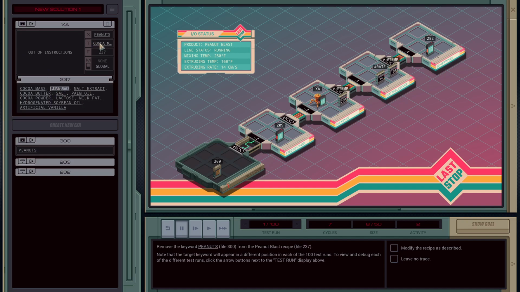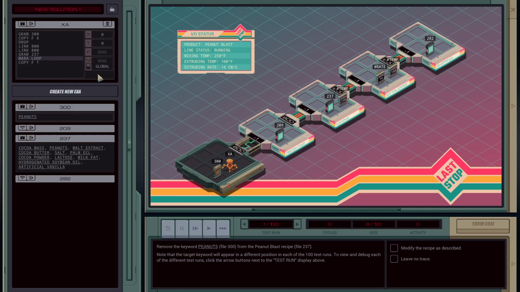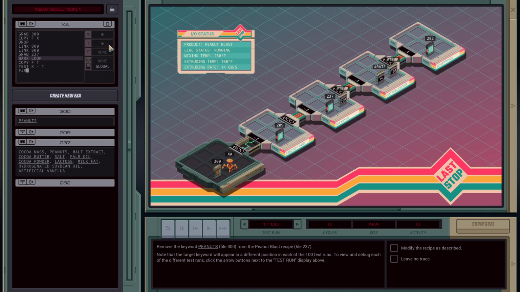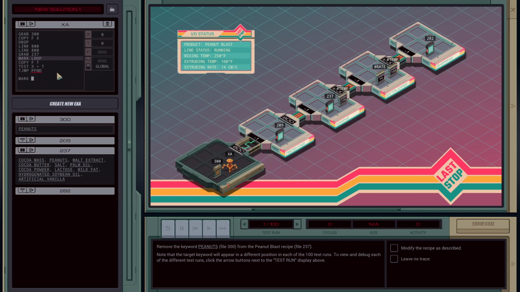So it's weird because the next thing I would do is compare these two. But if I find that that one did say peanuts, I would want to go back a step. Okay, I see what I can do. Hopefully I can do this with one EXA. I can say test if X equals T. That'll put a value here if it's true, like P found, peanuts found. And then if it's not, then just go again.